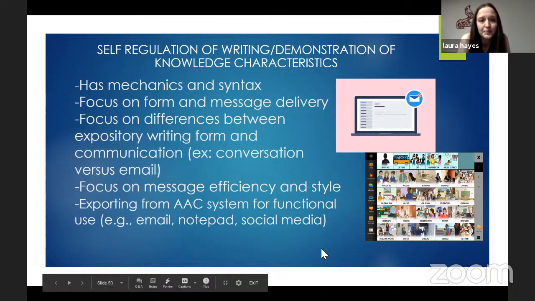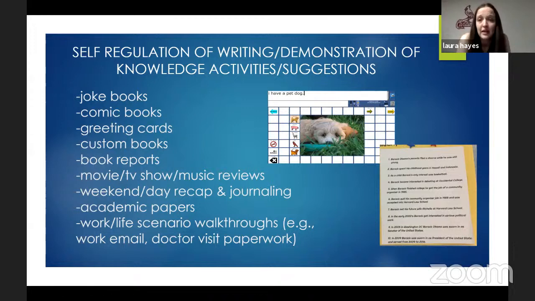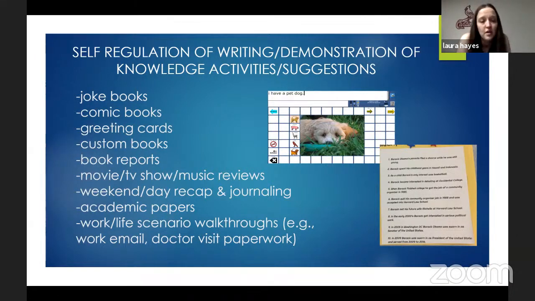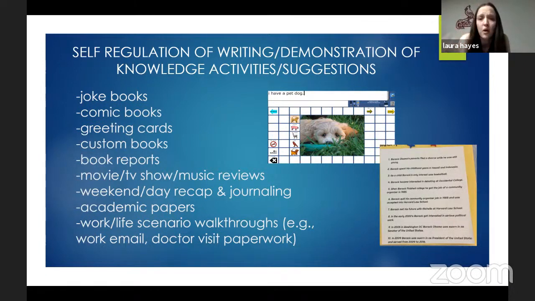A lot of exporting here. What can we do for these students? Have them do self-generated writing and their own editing. So joke books, comic books, greeting cards, have them make something along those lines. Full reviews of movies and favorite shows, academic papers. And then for some of our kiddos, work-life scenario walkthroughs. How would you form a work email to your boss? What would your doctor visit paperwork look like?